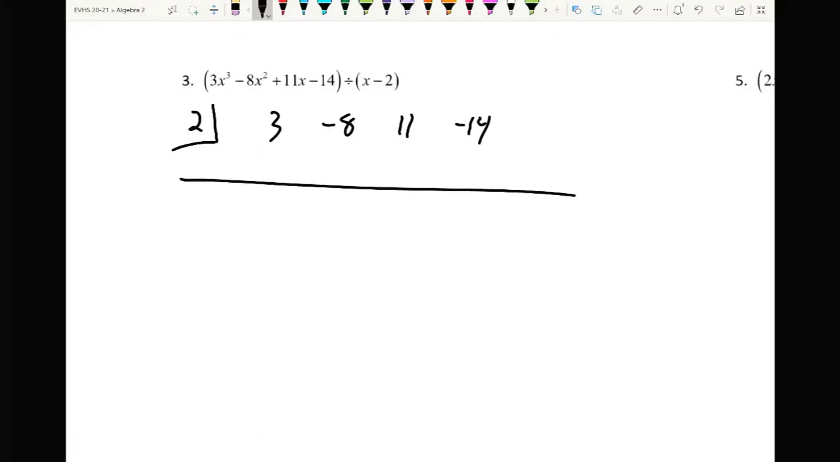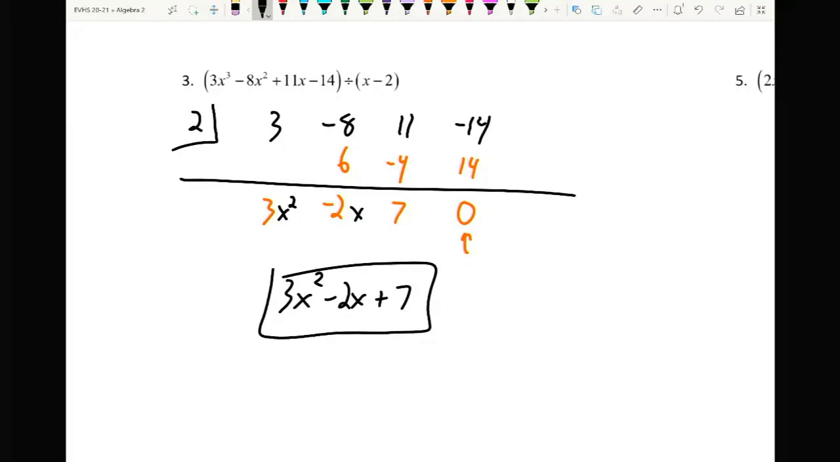And now we're just going to add down, multiply up. 3 drops. 2 times 3 is 6. Negative 8 plus 6 is negative 2. Multiply gives me negative 4. 11 plus negative 4 is 7. Times 2 gives me 14. And then I've got 0. So remember, my remainder is 0 there, so I don't have to write the remainder at all. Decrease this by 1. So I've got x squared, x, and then my constant term. So my answer is just 3x squared minus 2x plus 7.